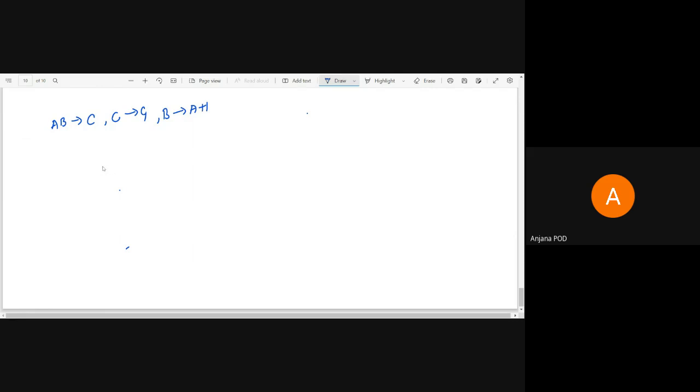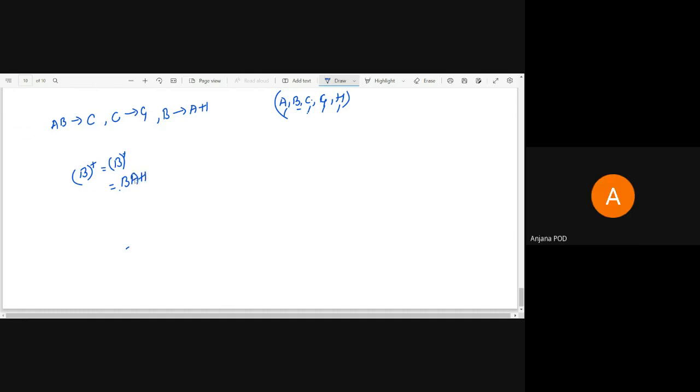We had A, B, C, G, and H as the attributes. So we have A, H, C, G on the right-hand side, but we don't have B. So let us first check the closure of B itself. B closure, then what will it give? It's giving all the attributes, B, A, C, G, H.